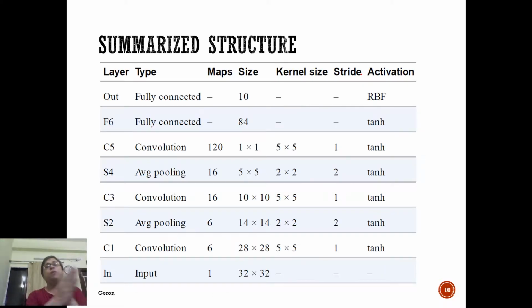And this is a summary from this wonderful book by Aurelien Geron. You have the input where the size is 32 into 32, and it tells you the kernel size of each layer: 5 into 5, 2 into 2, 5 into 5, 2 into 2, and so on, and also the size. Up to the convolution and pooling layers you call these maps, and then you call it size, because now you have flattened it. It also tells you the activation functions. The one thing I would like to draw your attention to is that the activation we are using here is RBF and not the softmax function.